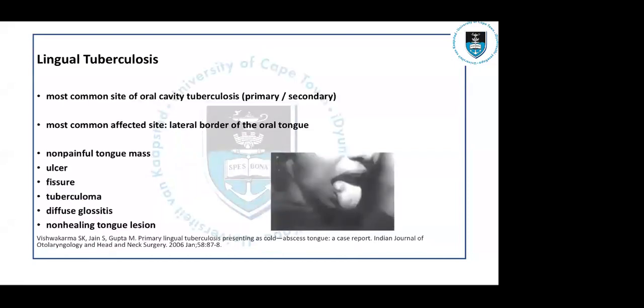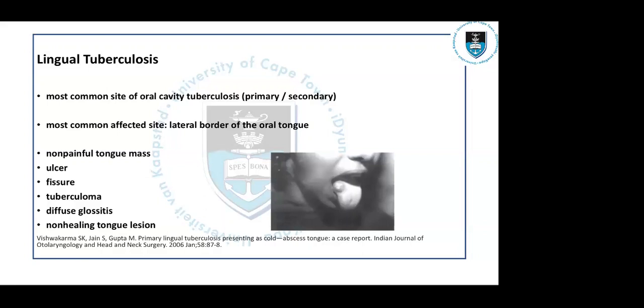Lingual tuberculosis has been described. It can present as a cold abscess. Vishwa Karma and colleagues reported a lingual tuberculosis patient who had a non-painful tongue abscess for 3 months. TB of the tongue is the most common site of oral cavity tuberculosis, and this may be primary or secondary with pulmonary TB. Both immunocompetent and immunodeficient hosts can be infected by mycobacteria.